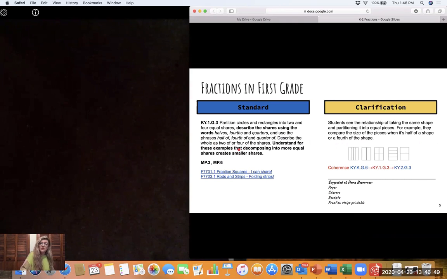And the demonstration I just gave you earlier with the paper plate also works here with this one. And of course we want them to understand for these examples that decomposing into more equal shares creates smaller shares. So that's the biggie with this one, is the wording and how the more shares we have, the smaller the shares are. So again, we're going to look at some K&P activities. We're going to look at another one with fraction squares.